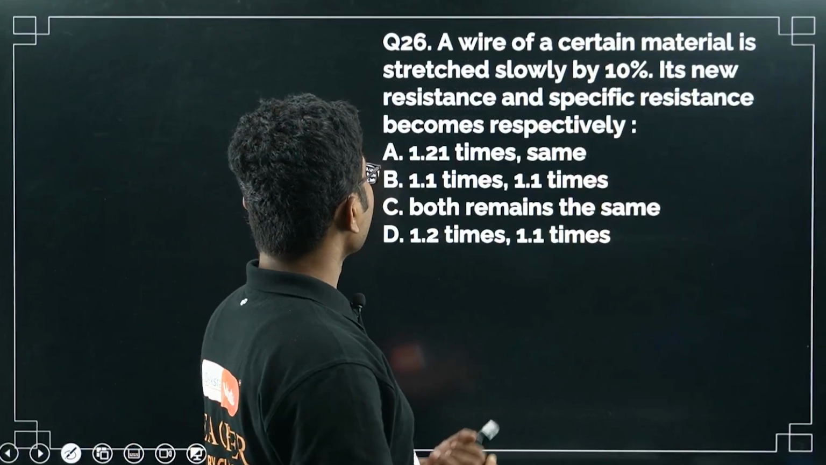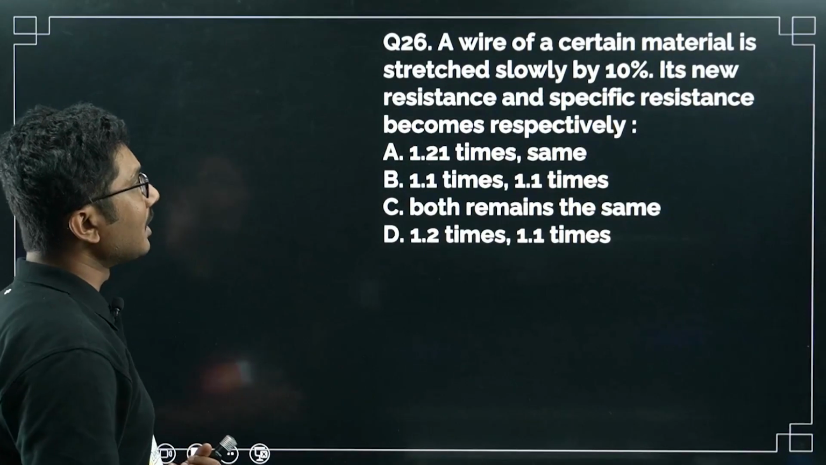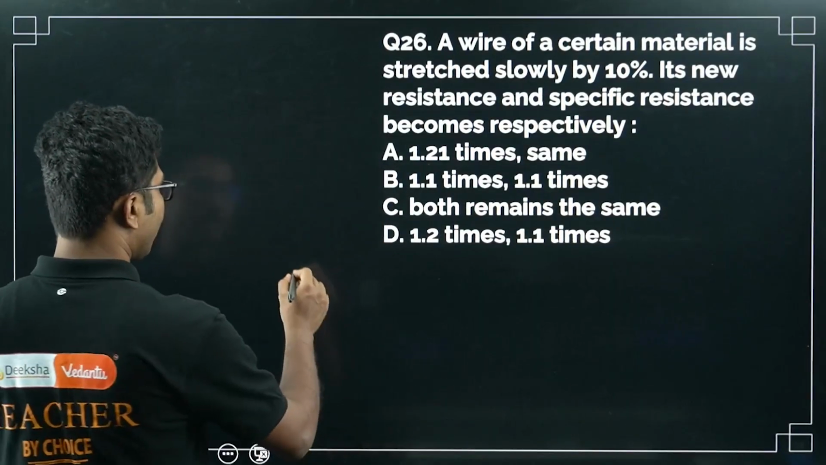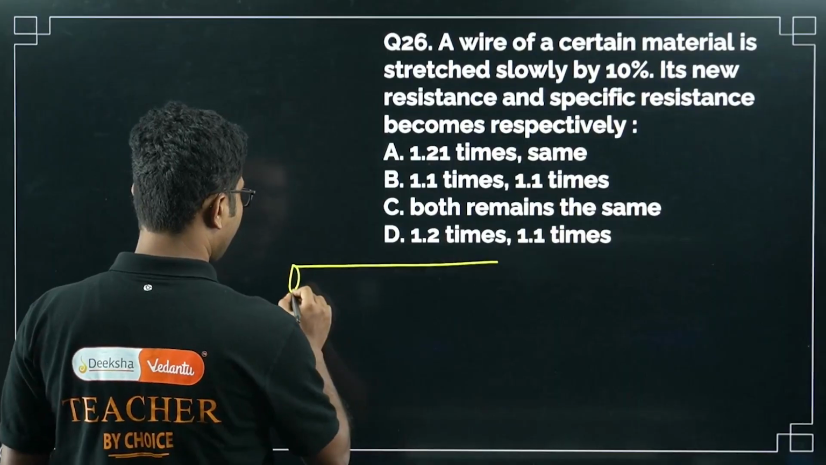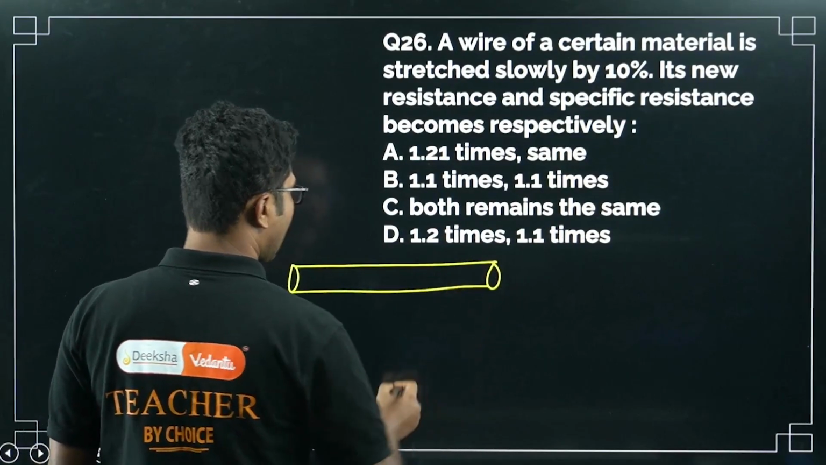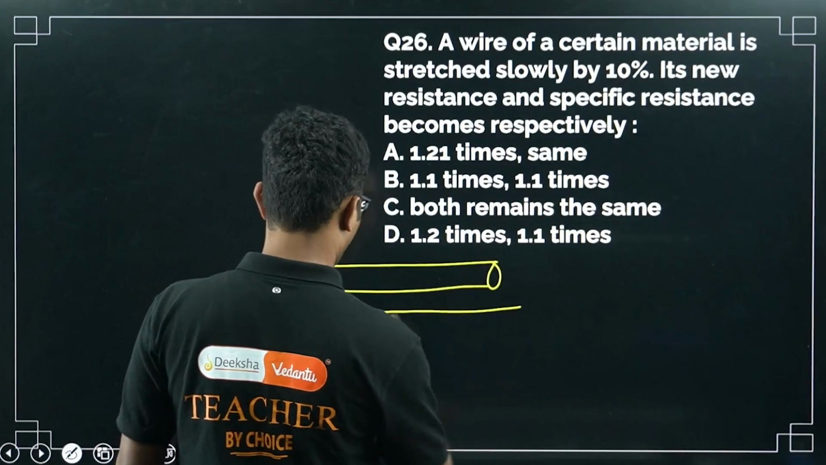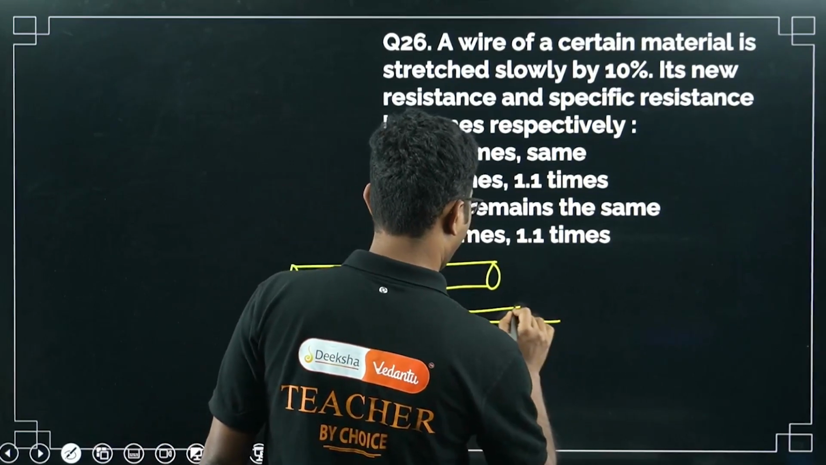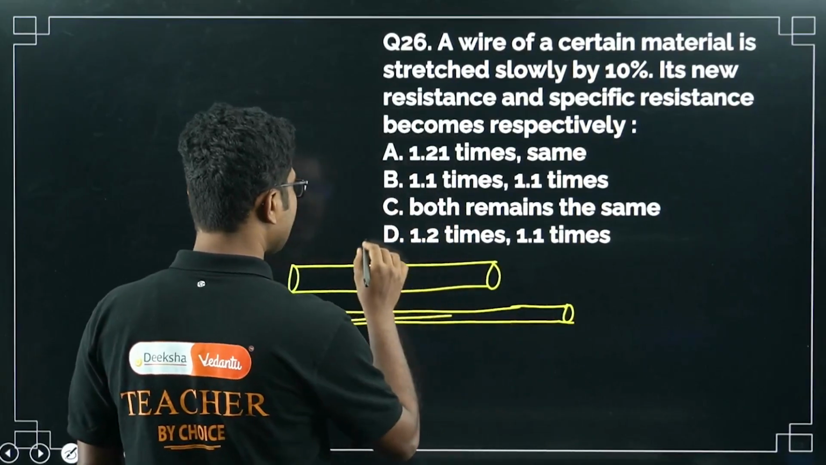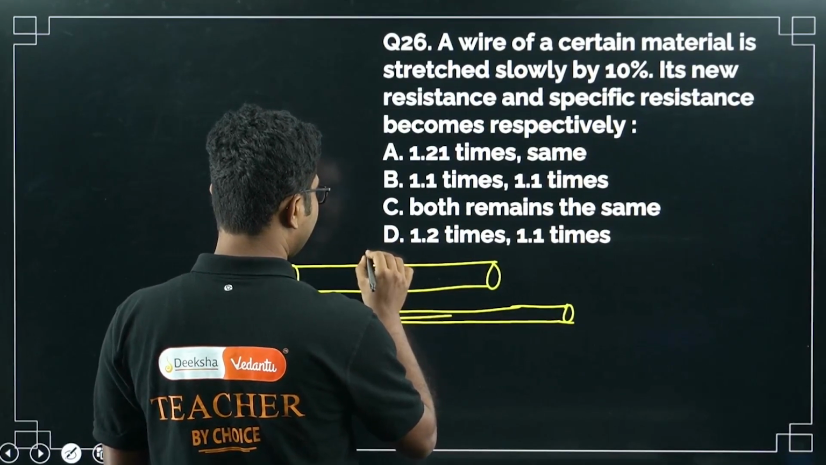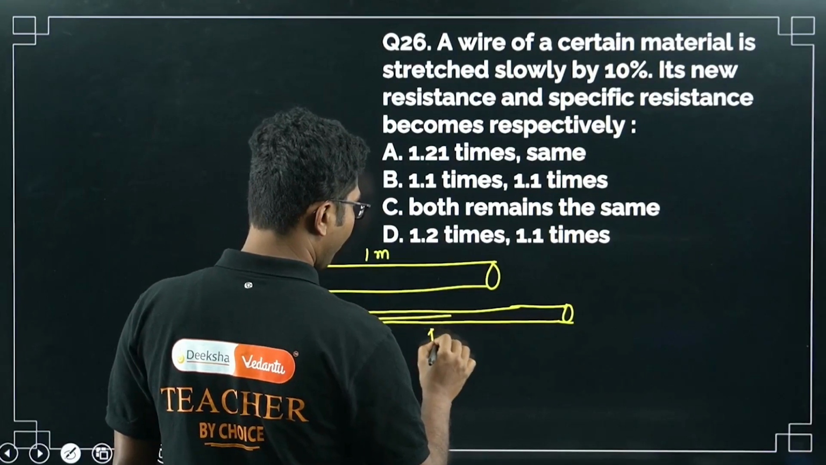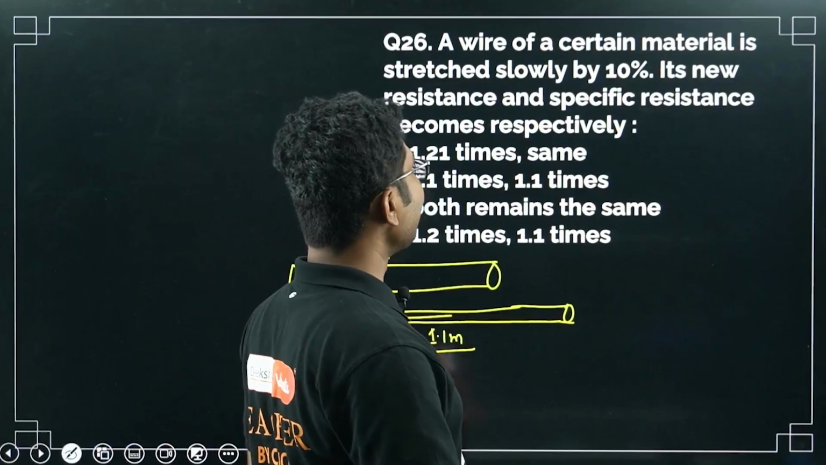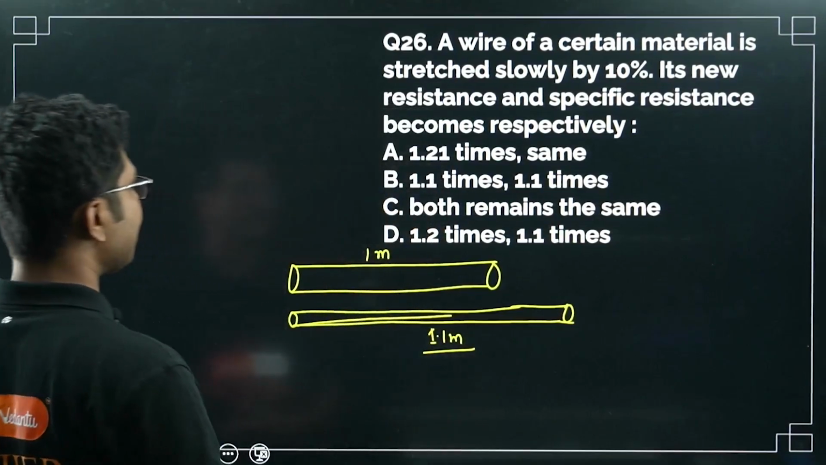Next question. A wire of certain material is stretched slowly by 10%. So it is something like this, and now you stretched it. Suppose initially its length was 1 meter. Now it will be 1.1 meter, right? 10% stretch means like this. Its new resistance and specific resistance become, respectively?